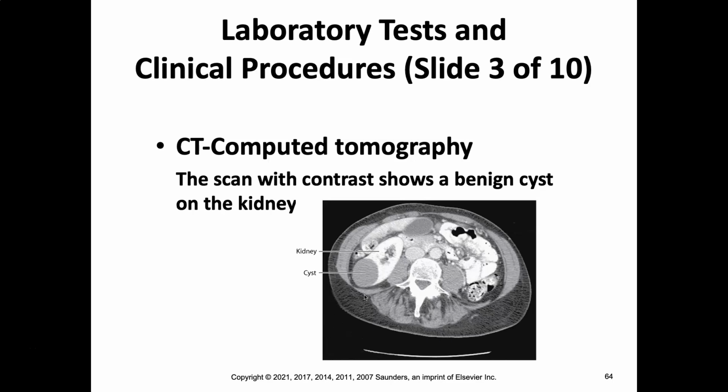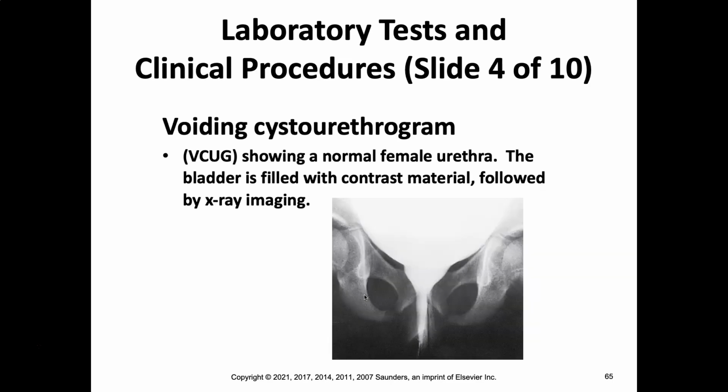CT, where you can take a look and identify. It can even show you that cyst on the kidney. This is a voiding cystourethrogram with contrast. And you can see they're watching it to make sure that there's not an obstruction. That's what they're really looking for. Is there an obstruction? Is there a reason why this individual, this woman, might be having problems voiding?